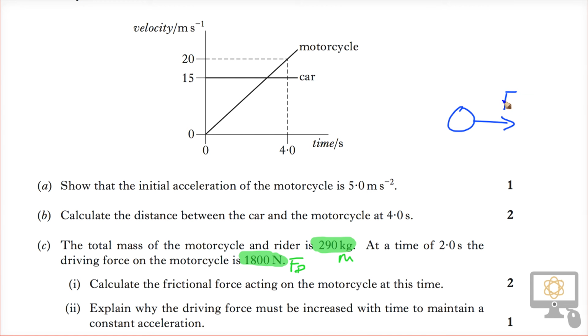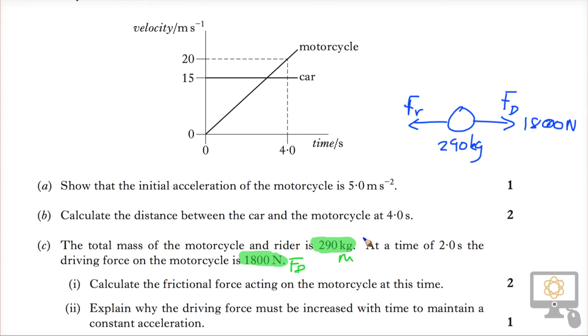And that driving force I'm calling FD. And we also have a frictional force acting in reverse. I'll call that FR for friction. So the question is, what's the frictional force? We know the driving force is 1800 newtons, like that, and we're trying to find out the frictional force. We also know the mass is 290 kg. So how do we determine this?